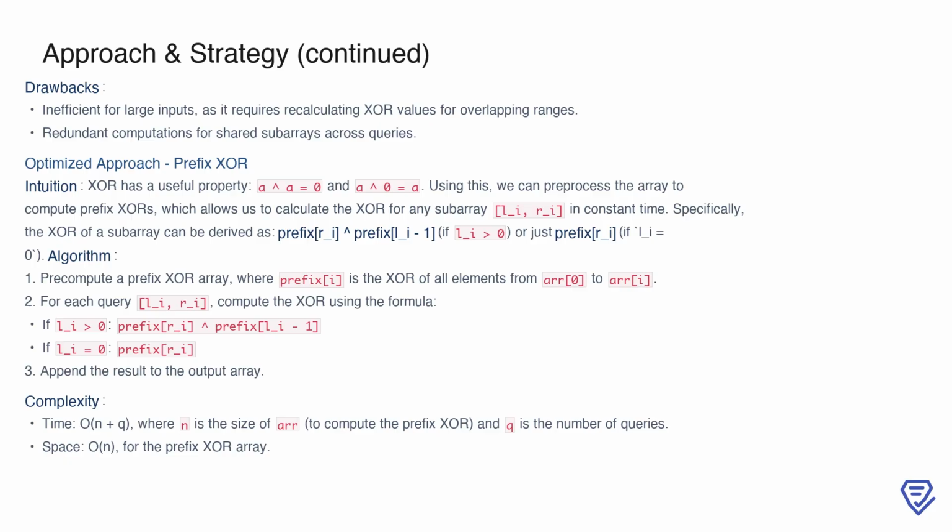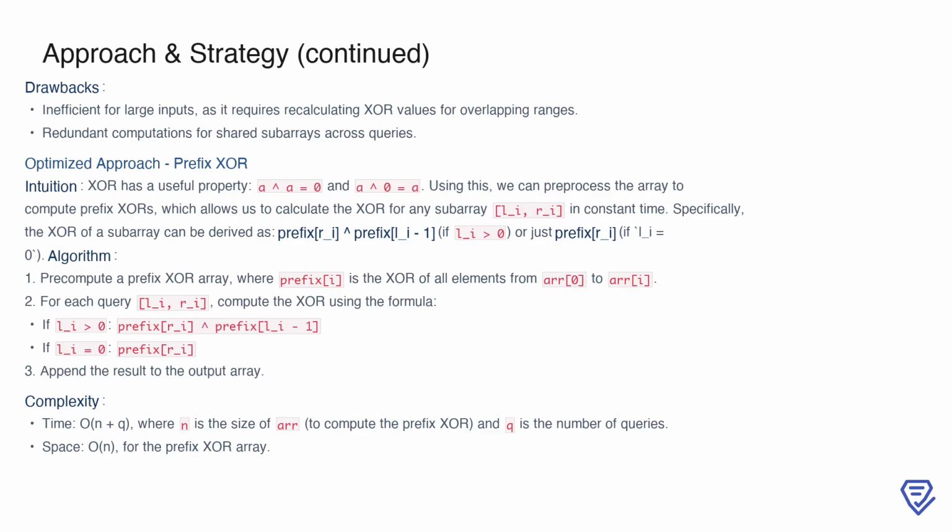Specifically, if L_I is 0, the result is simply prefix R_I; otherwise it is prefix R_I XOR prefix L_I minus 1. This eliminates the need for redundant calculations within overlapping subarrays. The pre-processing step to compute the prefix XOR array takes linear time, and each query is processed in constant time.